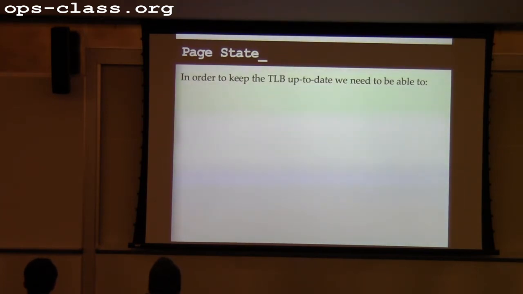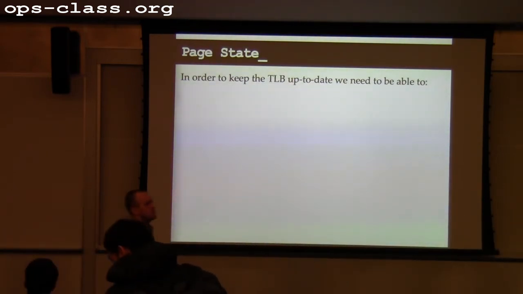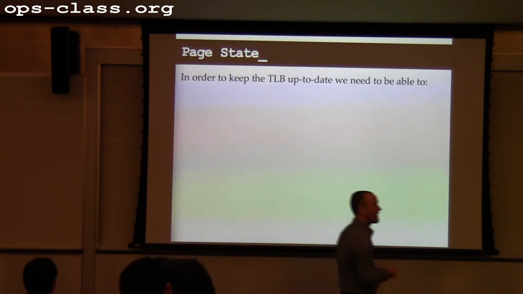All right, so when the MMU asks for help, when it says, hey, the process tried to access this virtual page, and I don't know how to translate that to a physical page, what state do I need to be able to recover? Dan?